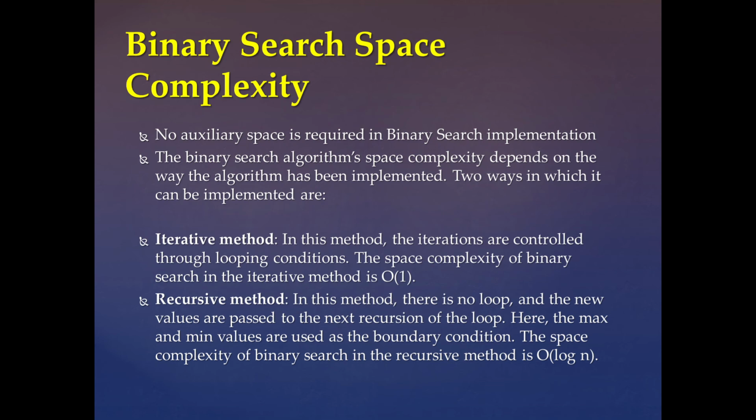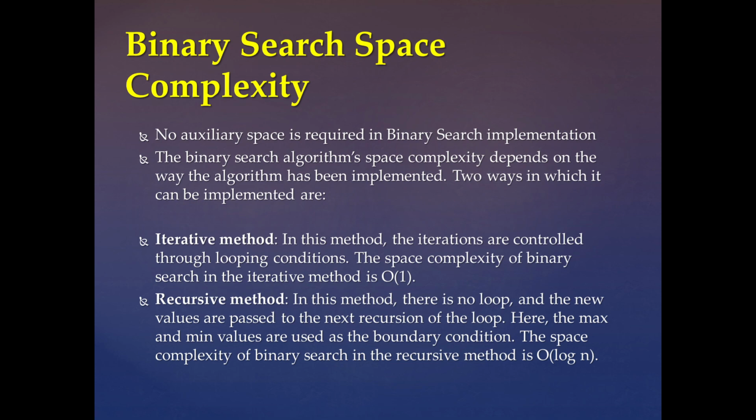And now let's talk about the space complexity. No auxiliary space is required for a simple binary search implementation. The space of the binary search algorithm depends on two techniques, and there are two ways of implementing the algorithm. So this all depends upon the way we choose for applying this algorithm. The first is the iterative method, and the second is the recursive method. In the iterative method, we are controlled by the loop. So the space complexity in this iterative method should be big O of 1.